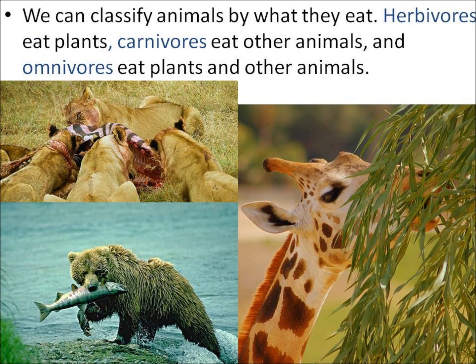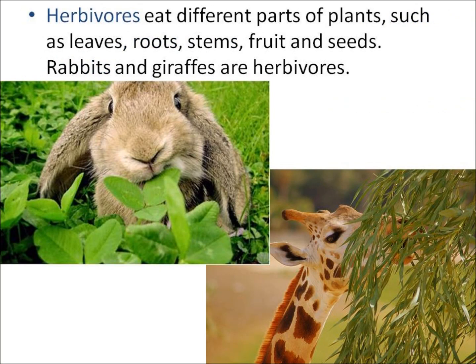We can classify animals by what they eat. Herbivores eat plants, carnivores eat other animals, and omnivores eat plants and other animals. Herbivores eat different parts of plants, such as leaves, roots, stems, fruit, and seeds. Rabbits and giraffes are herbivores.